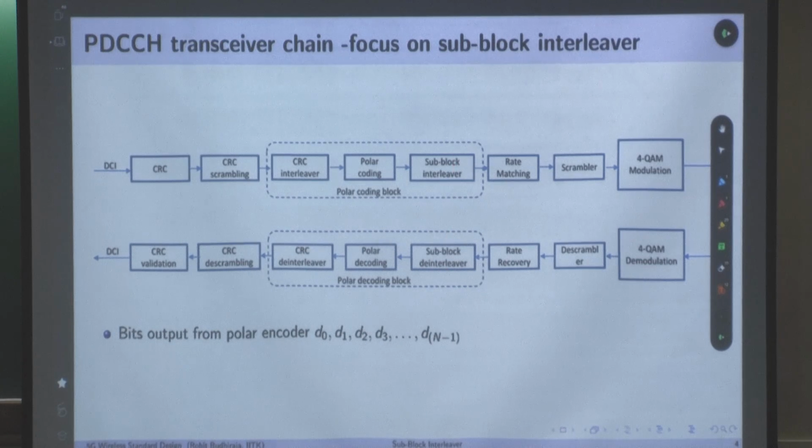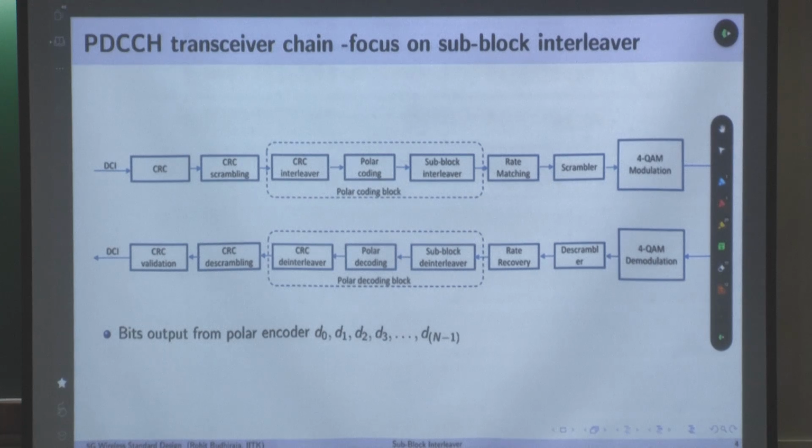And how is an interleaver? That's all it is. The idea is it will again shuffle the bits. How does it do that? That's what I'm going to show you. To begin with, the sub-block interleaver basically takes input from polar encoding. The output of the polar encoder has to be shuffled again. So the bit output from this polar encoder is denoted as D0 to Dn-1. We remember that the output of the encoder has length N.